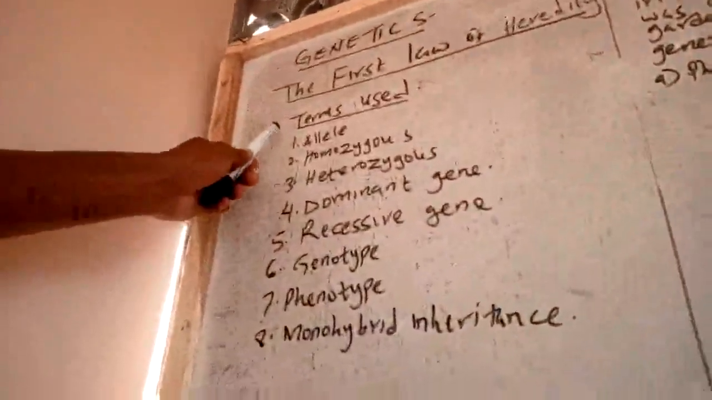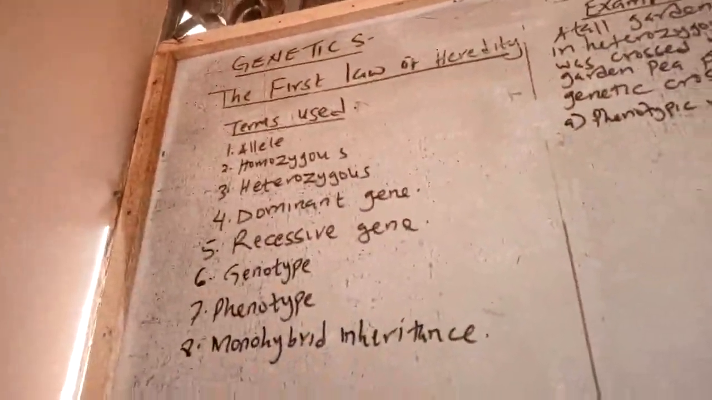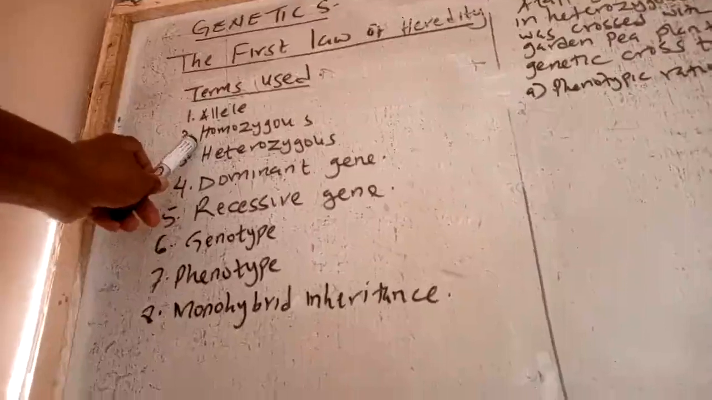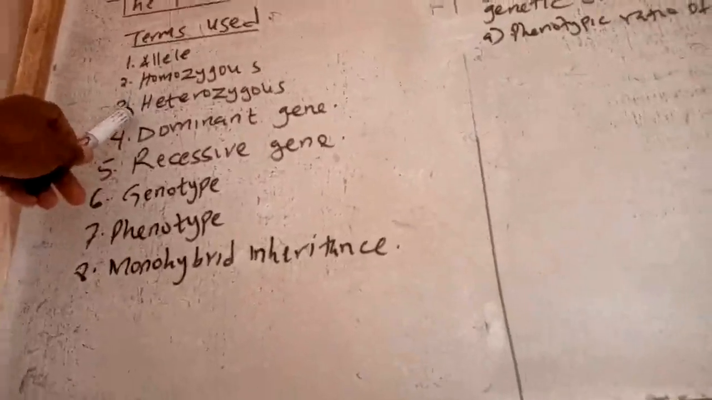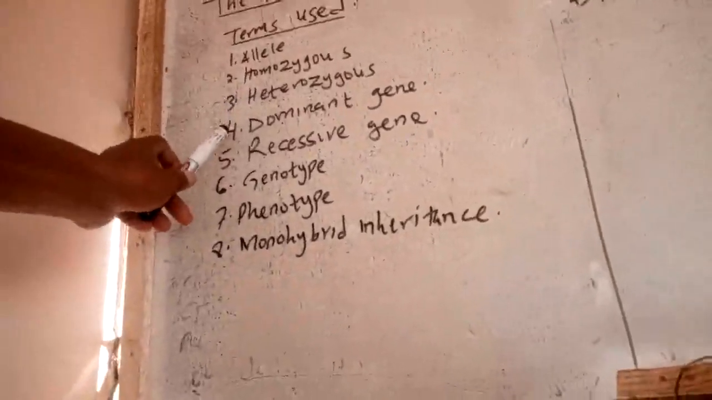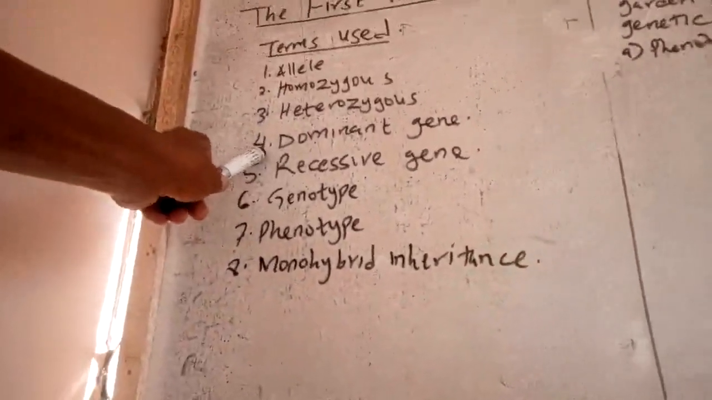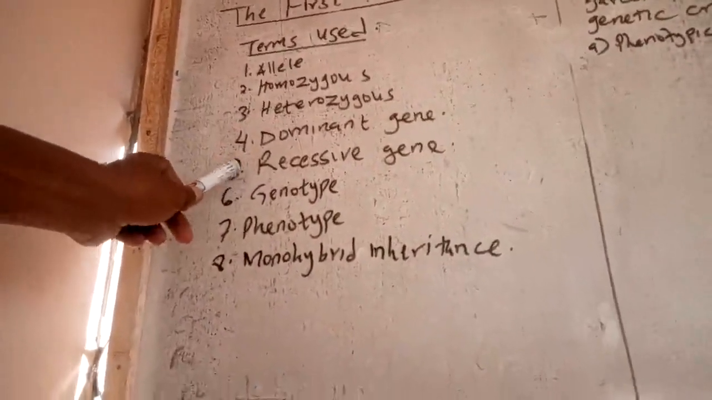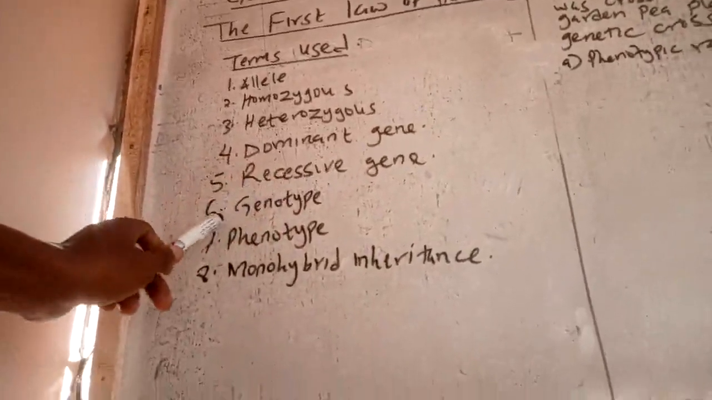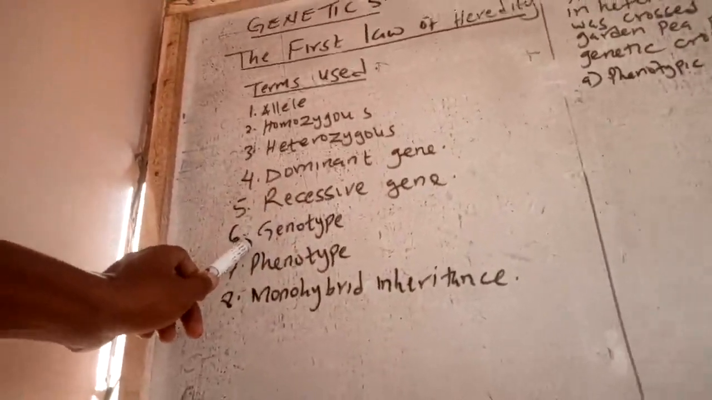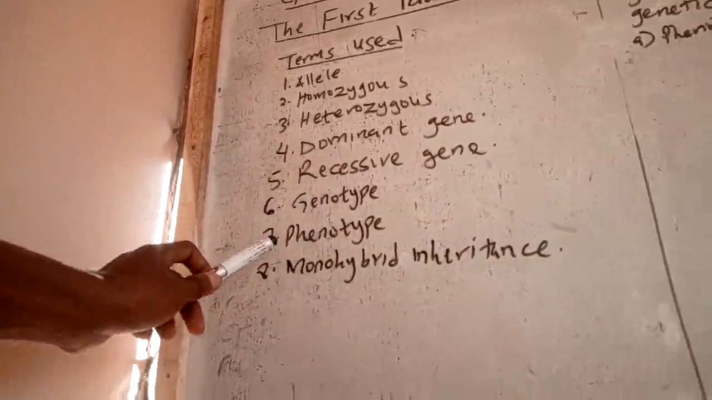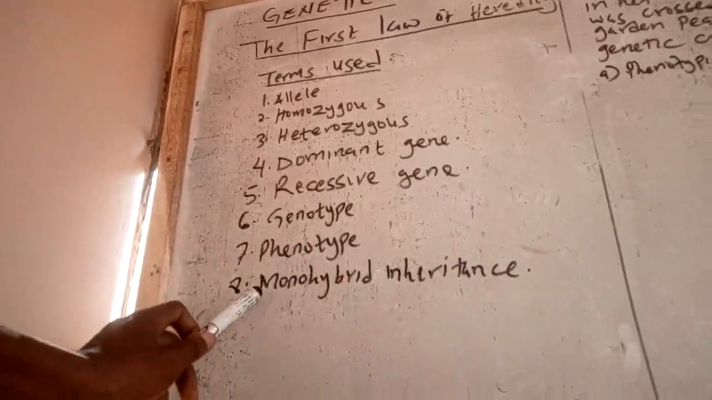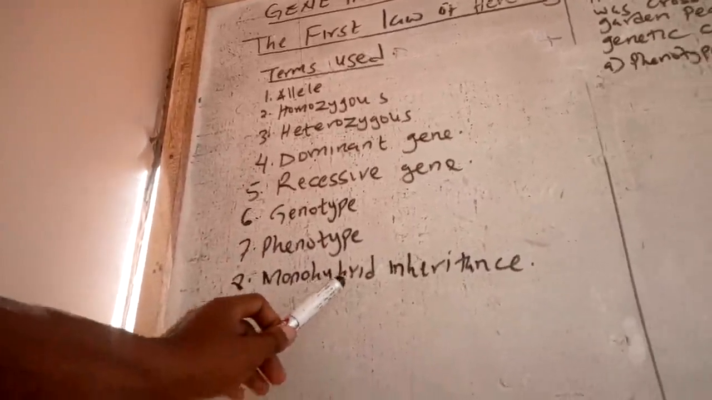The first term which I'm going to look at is allele. The second one is homozygous, the third one is heterozygous, the fourth one I'm going to define is dominant gene, the fifth one I'm going to talk about is a recessive gene, and also I will explain something to do with genotype. The seventh one is the phenotype, and finally I'm going to look at monohybrid inheritance.